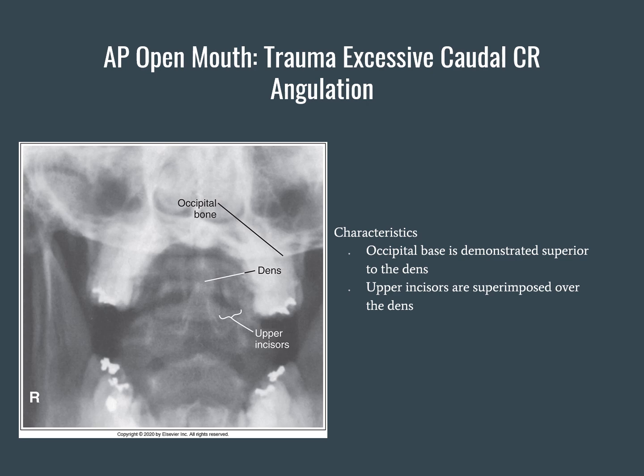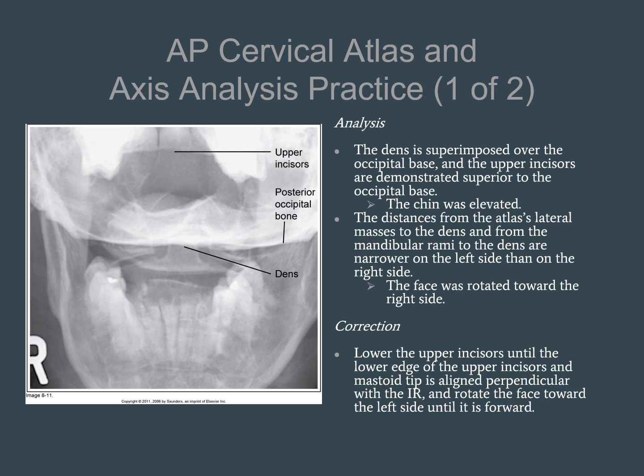In this first practice analysis of C1, C2, the open mouth projection, you can see that the occipital base is superimposed over the dens. The upper incisors are demonstrated superior to the occipital base instead of superimposing. This indicates to us that the chin was elevated.